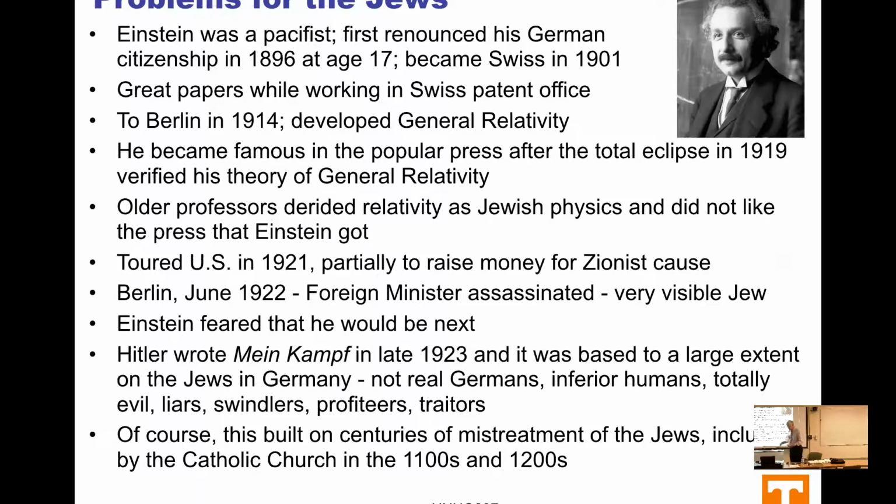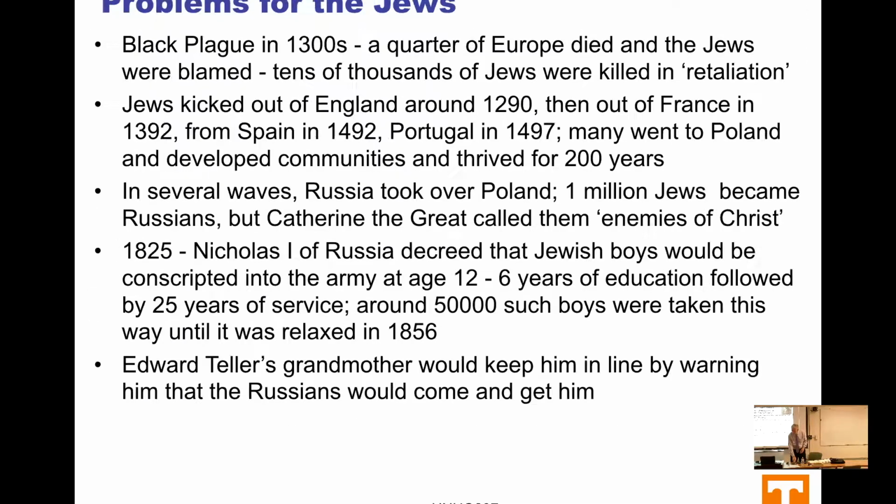This was all built upon centuries of mistreatment of the Jews in Europe and elsewhere. In the 1100s and 1200s, the Catholic Church viewed the Jewish religion as evil and counter to the Catholic religion, so the Catholic Church led mistreatment of the Jews in the 1100s and 1200s. So this was not a new thing in Germany.